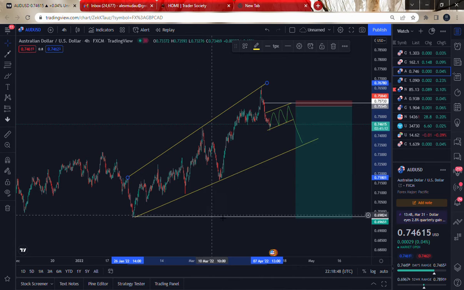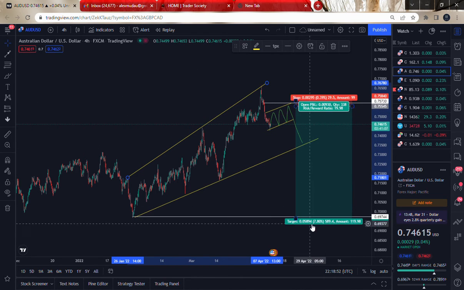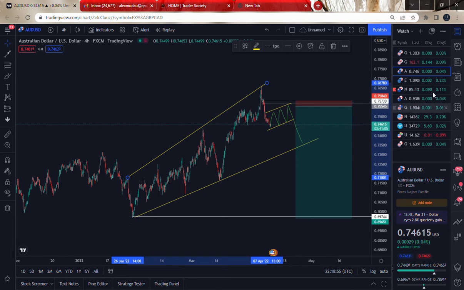And then AUDUSD, as you can see, we have a structure which is ascending like this. And then from this structure, what we're basically looking for, since we had this first push to the downside, we are looking for a bit of a correction to take the move all the way to the downside.